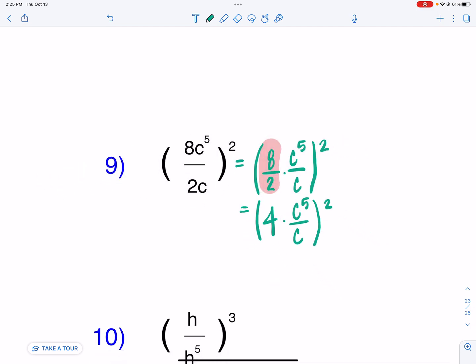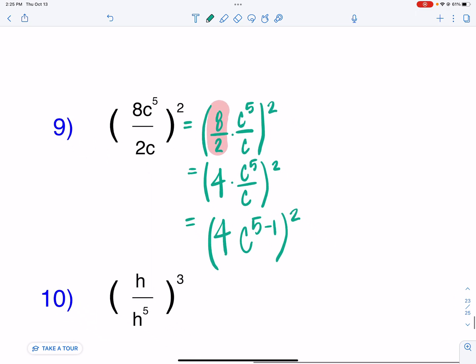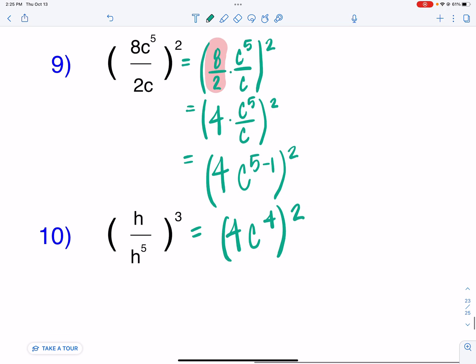Now I'm going to look at the C's and simplify those. So I will have 4 times C to the 5 minus 1, top minus bottom. So this is 4C to the 4th, squared. I'm going to add in an exponent for my 4.